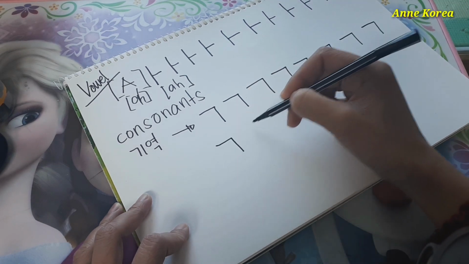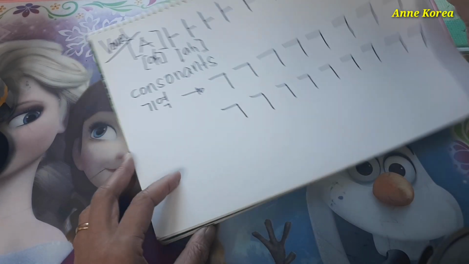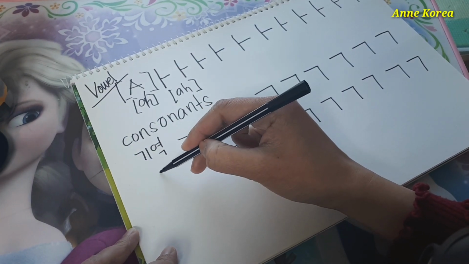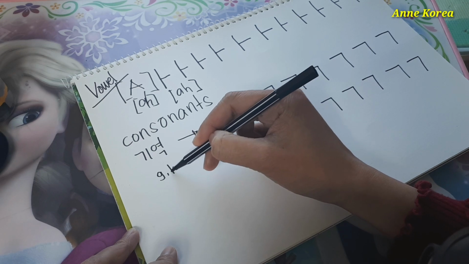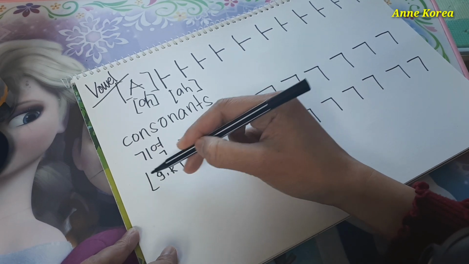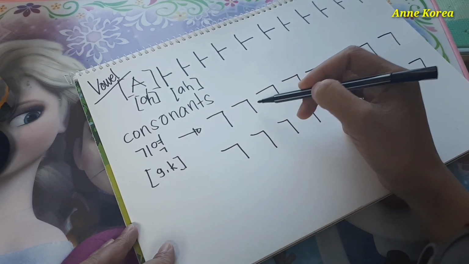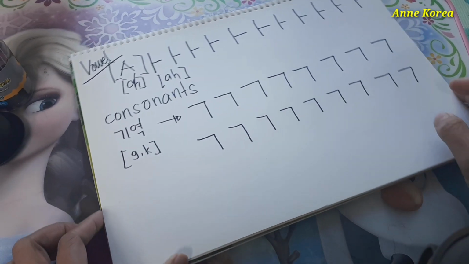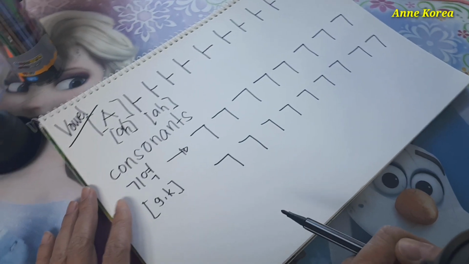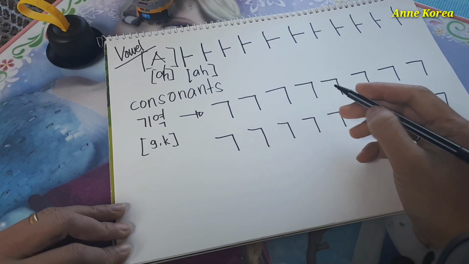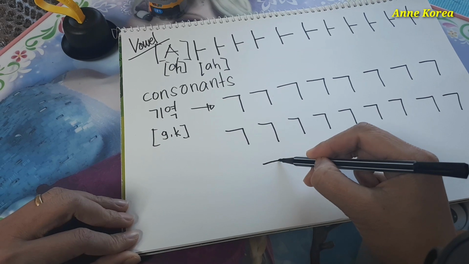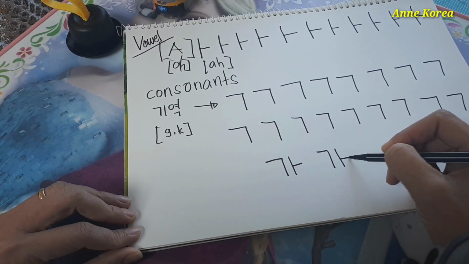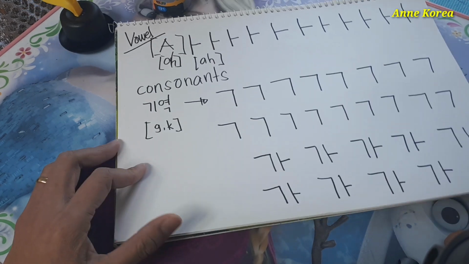Ayan. And then how are we going to sound this one, guys? The sound of this is actually in between. Nasa gitna siya ng sound ng G at saka K. So para siyang G, K. Ngayon, ang gagawin natin, i-prepare natin siya sa A sound. So we're going to do this way. G, A, Ga, Ga. Simple.